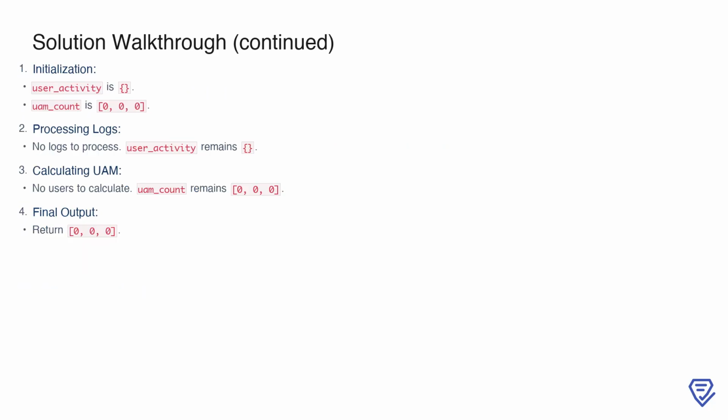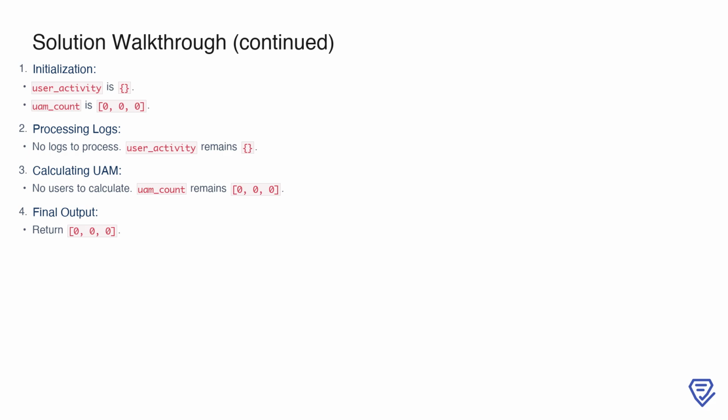In the final example, we handle a case where there are no logs at all. Here, we initialize user_activity as an empty dictionary and UM_count as a list of zeros, with a length of 3 since k is 3. Since there are no logs to process, user_activity remains empty. Because no users are active, there are no UAM values to calculate.